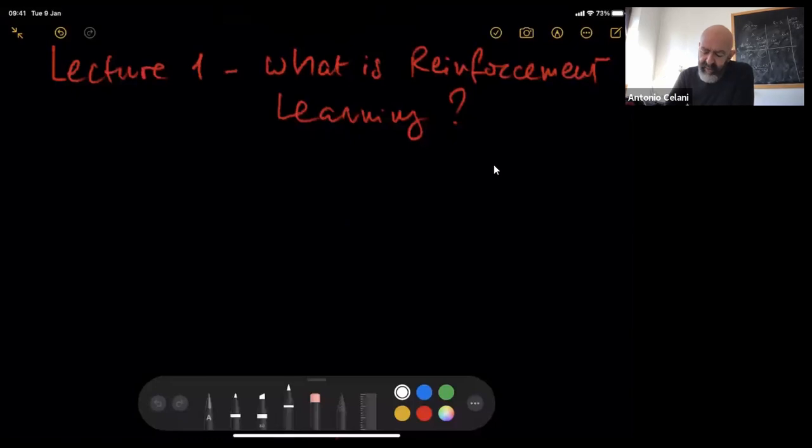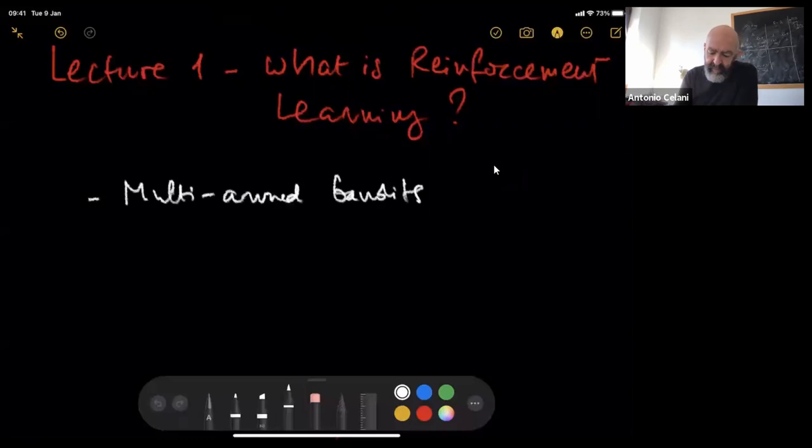So in the first example, actually it goes under the name of a category of problems which are rather popular in reinforcement learning, which are called multi-armed bandits. Okay, so here already there is a lot, because this name doesn't mean anything in itself, so it's worth starting with an explanation of what it is.